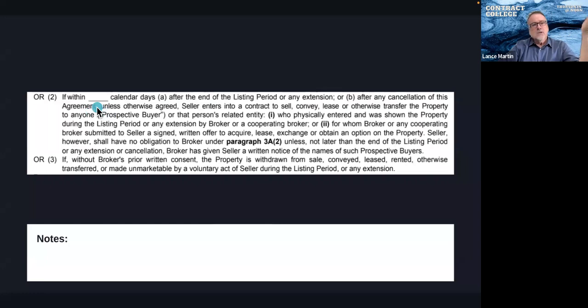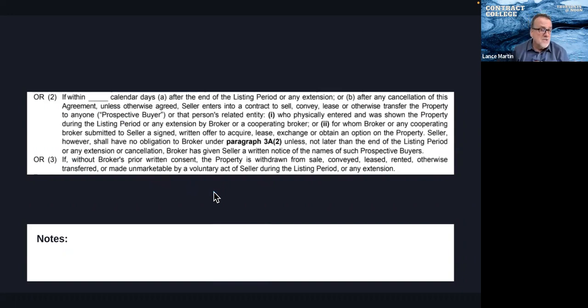And again, generally, you put in 60 days, 90 days, figuring if Mr. and Mrs. Jones are going to buy it, they're probably going to do it within the next couple of months. You can do a longer period of time. Sometimes your sellers will push back on that, but you need to understand how to explain that. Or if without broker's prior written consent, the property is withdrawn from sale, conveyed, leased, rented, or otherwise transferred or made unmarketable by a voluntary act of the seller during the listing period.